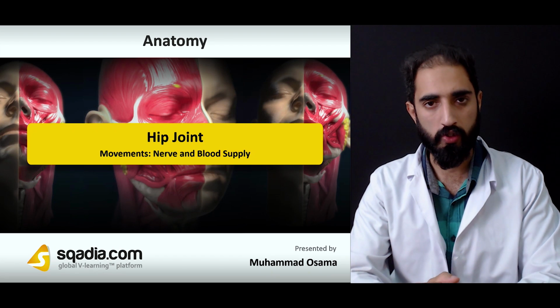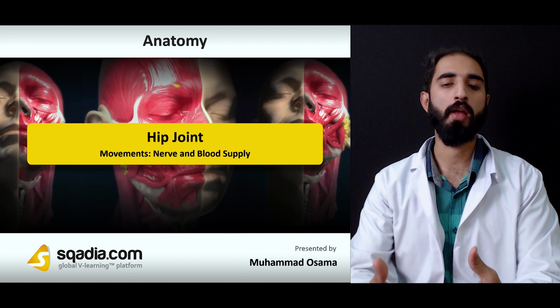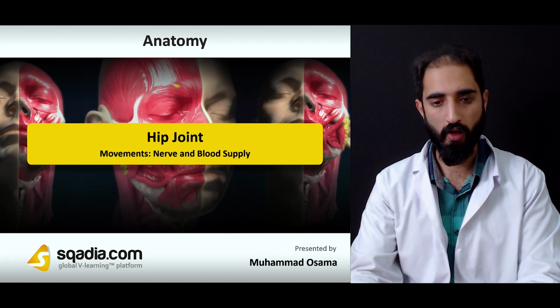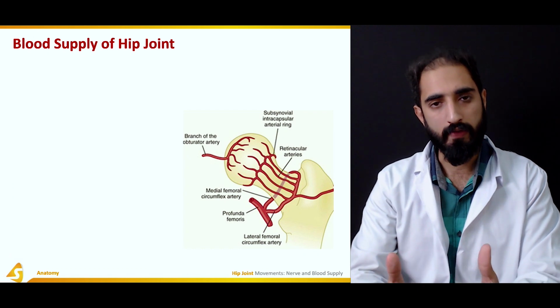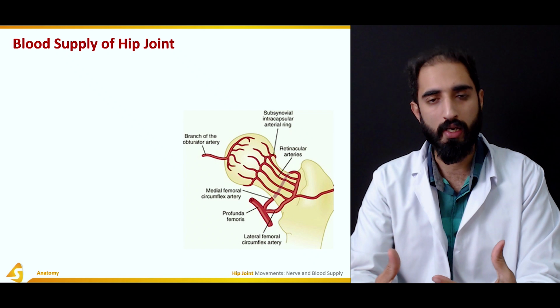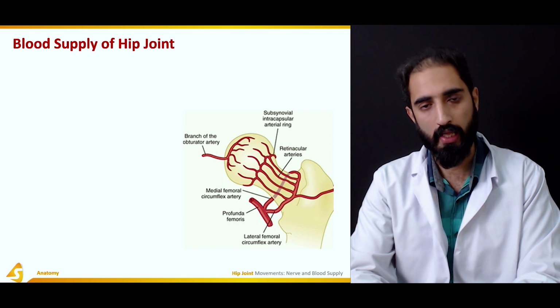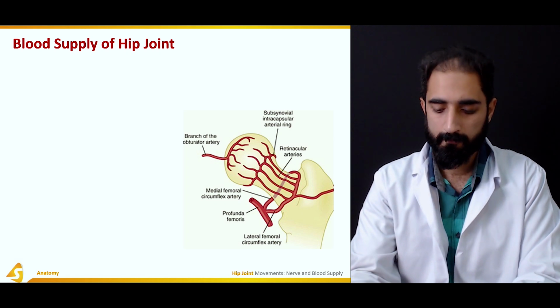And in this specific lecture, we're going to talk about the movements of the hip joint, the nerve supply of the hip joint, as well as the blood supply of the hip joint. So, let's start off with the blood supply of the hip joint. Now, blood supply to any joint is very important for its integrity and its health. Otherwise, it can lead to avascular necrosis of the joint.